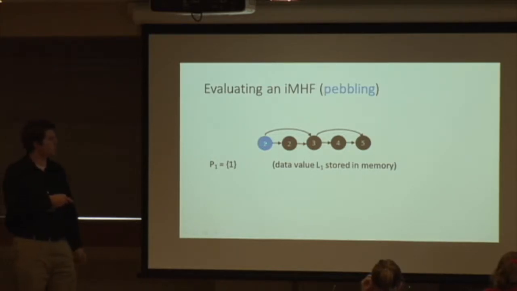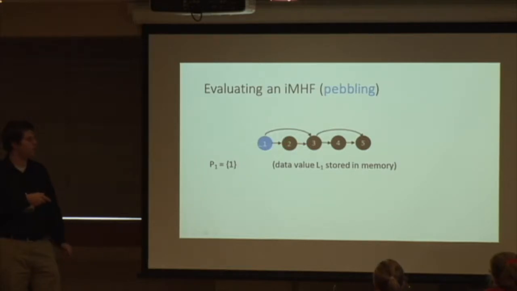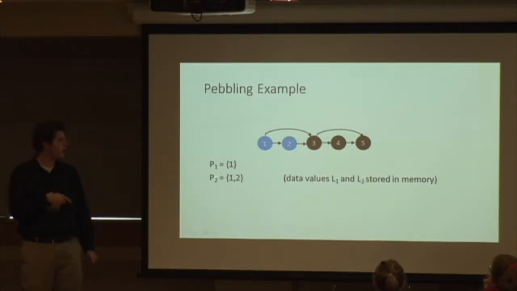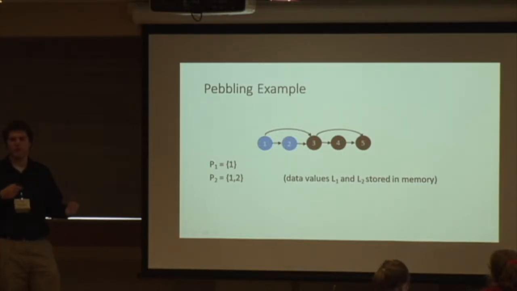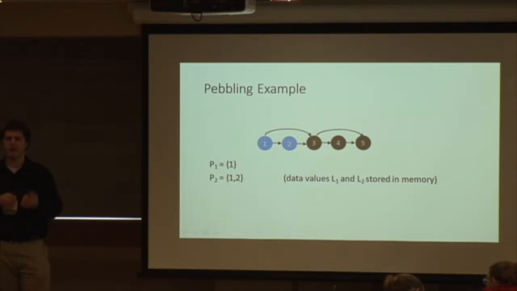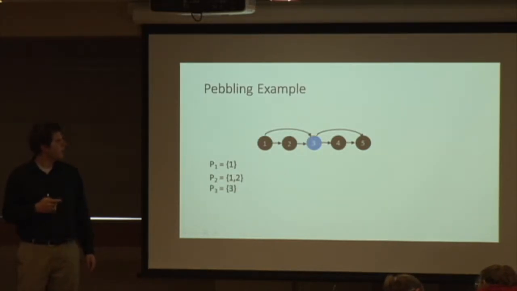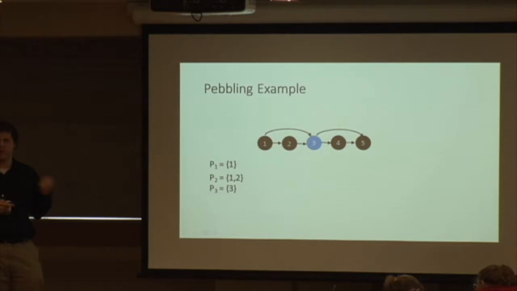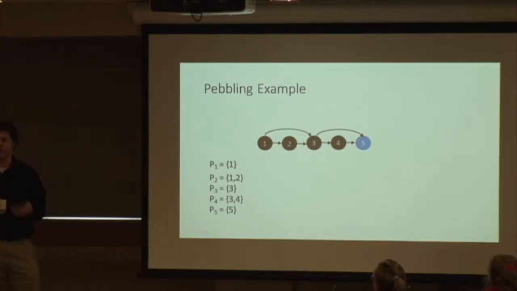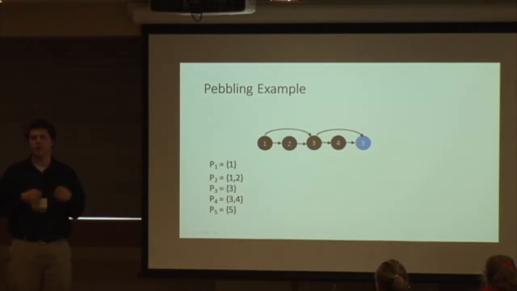All right, well, now that we have a pebble on node 1, we can place a pebble on node 2 because we have a pebble on its parents. So we'll place a pebble on node 2 and keep a pebble on node 1. This means that we've computed label 2, and we're storing labels 1 and 2 in memory. So we can continue this process, compute label 3, compute label 4. Eventually, we place a pebble on node 5. And at this point, we're finished.